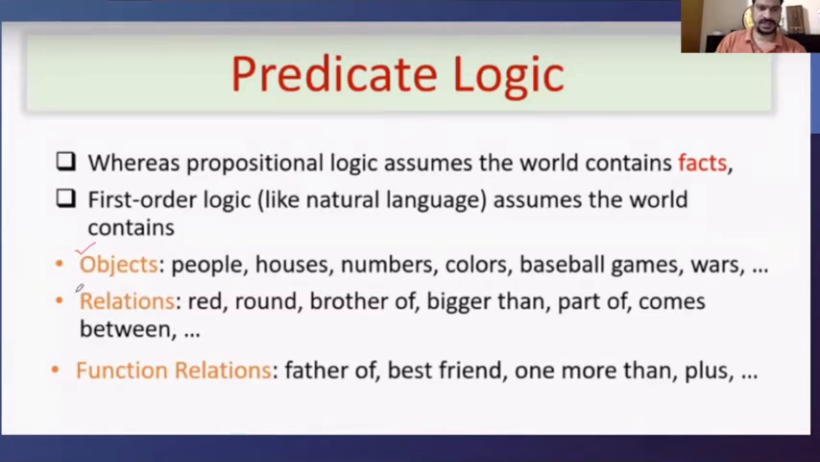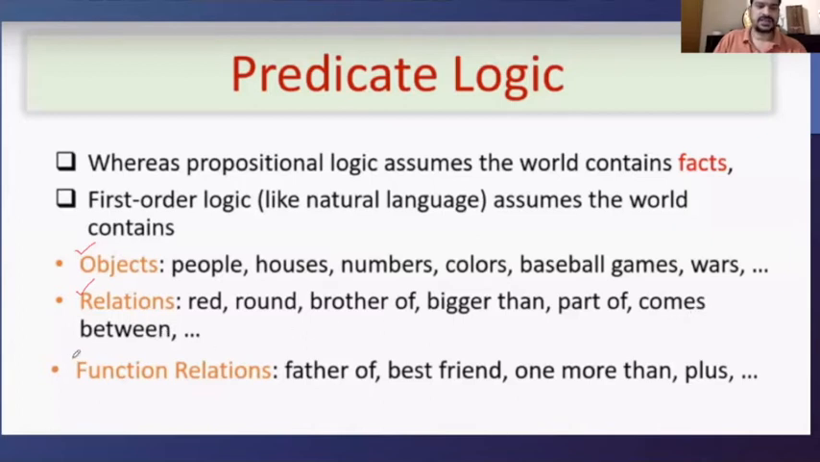And the second thing is relation. Relation could be like the ball is looking red, or the ball is round, or this person is the brother of that person. This person is bigger than that. This room is a part of this house. These types of relations are there.